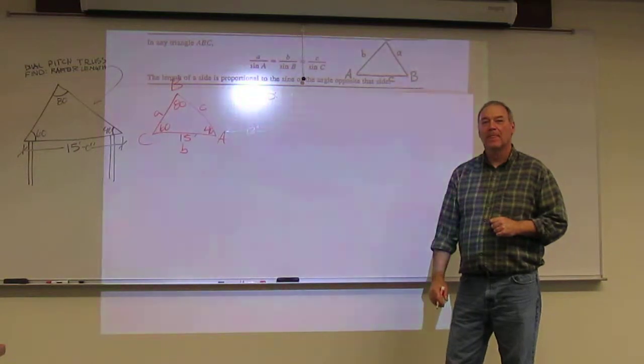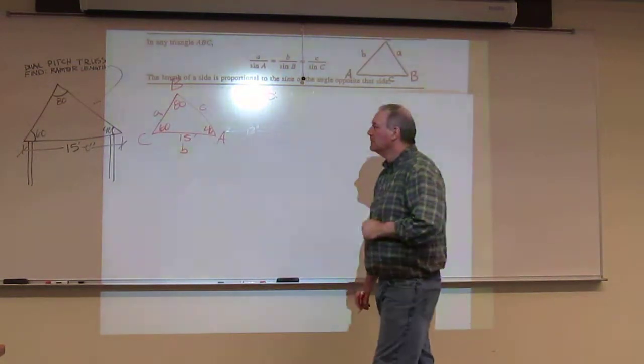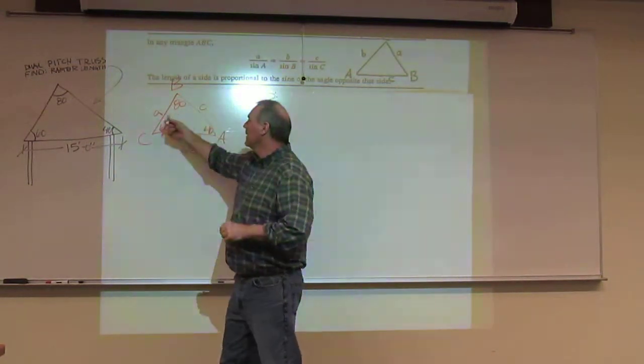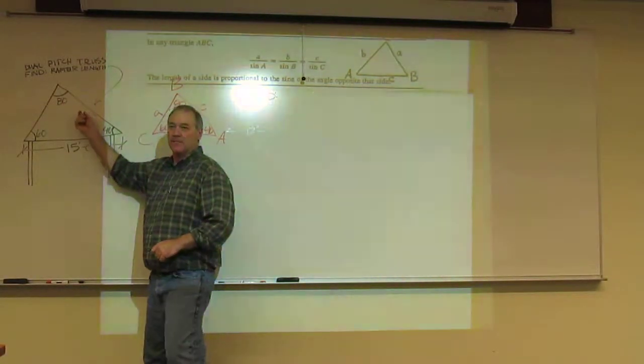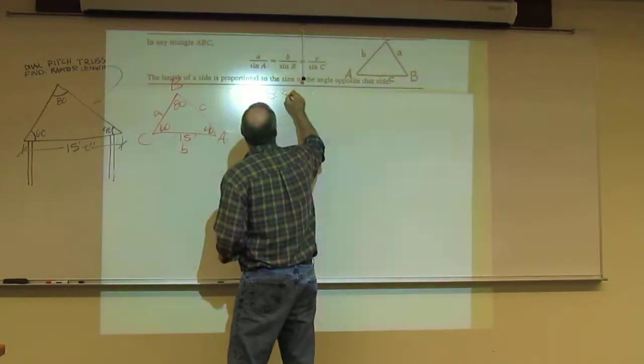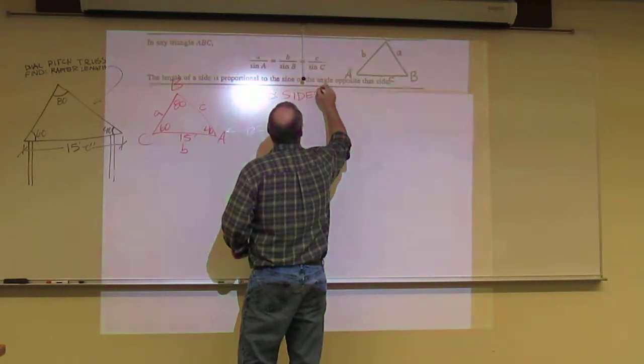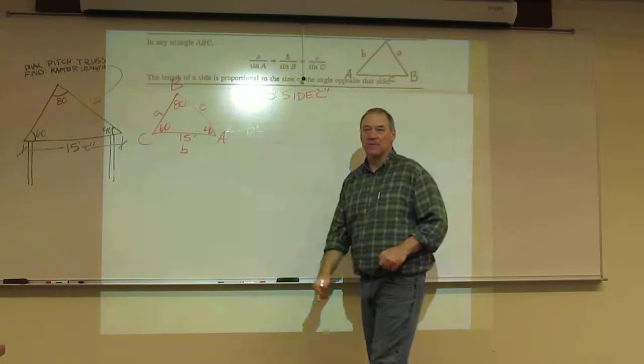Little a and little c, right? Technically, we'd probably look for both rafters. For this example, I only want to look for this one. Okay? So we're going to look for side C. That's what we're looking for.